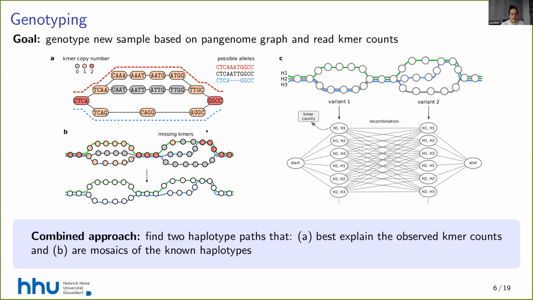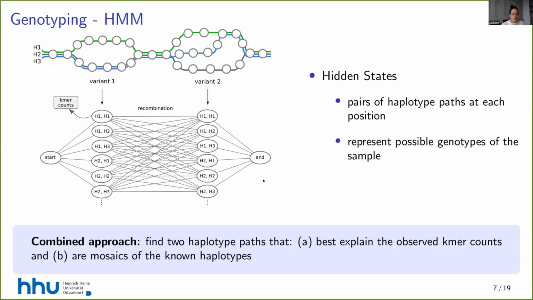We now define a hidden Markov model, which combines these two sources of information, the k-mer counts as well as the haplotype paths. The idea of this model is to find two haplotype paths for the unknown sample, which best explain the observed read k-mer counts, and at the same time are mosaics of the known haplotypes. And this HMM is defined as follows.